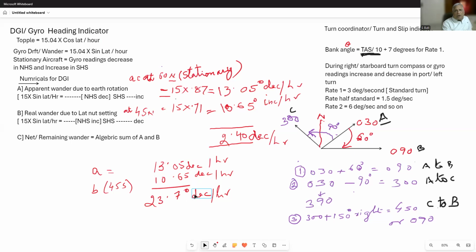Okay, now I have tried to make it as short as possible. You can practice some numericals, and if you need any help, you can put that numerical in the comments. I will give you help. This is for CPL level. For ATPL level, they also include a transport wander, for which we need some more knowledge, that is of maps and charts. That I will do in a separate lesson.